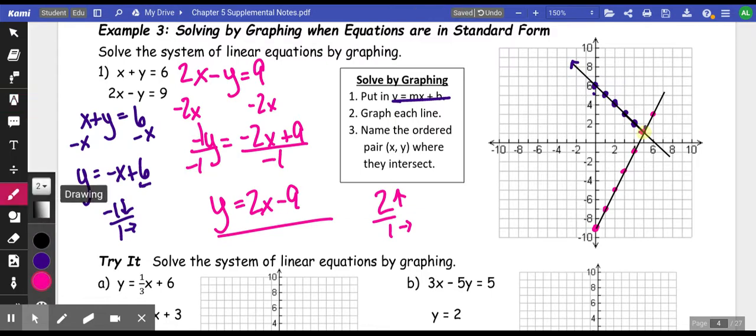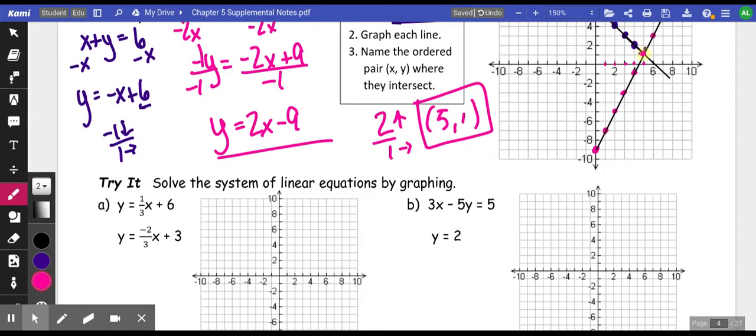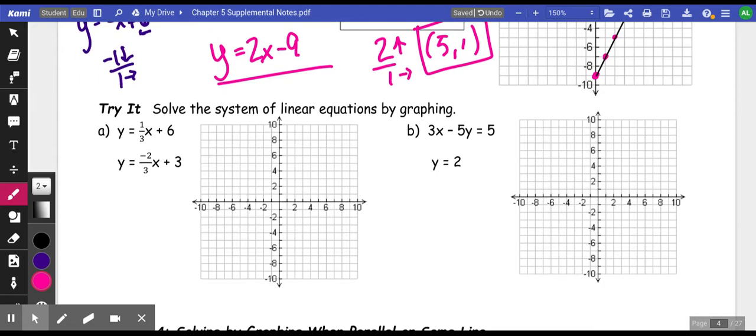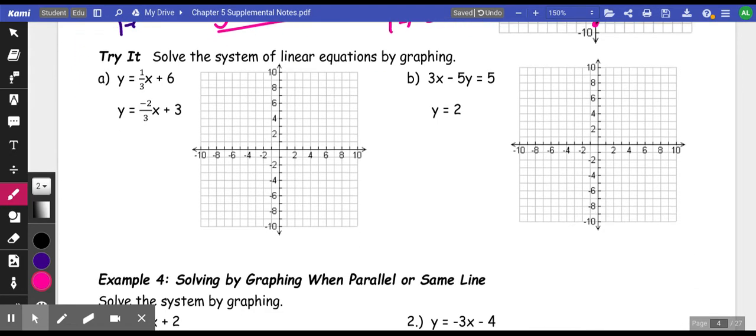So we need the actual coordinate. We're at x value 1, 2, 3, 4, 5, and y value 1. So 5, 1 is where these two lines end up intersecting. Okay, so that's basically all there is to it for just regular cases. Sometimes we are going to have these different cases where you have special exceptions. So we'll talk about that.